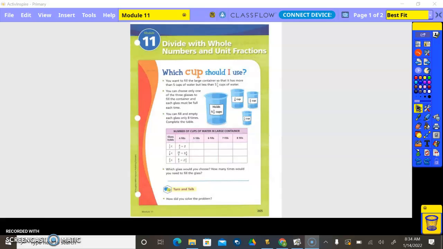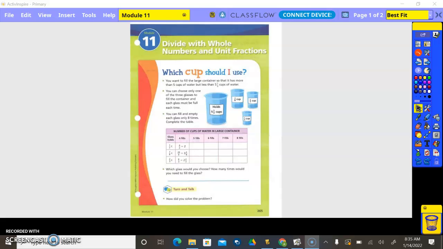Fifth grade module 11 into math. Divide with whole numbers and unit fractions. Which cup should I use? You want to fill the large container so that it has more than 5 cups of water, but less than 5 1/3 cups of water. Because if you fill it more than 5 1/3, what's going to happen? It's going to overflow, right? Okay. You can choose only one of the 3 glasses to fill the container, and each glass must be full each time. You can fill and empty each glass only 8 times.